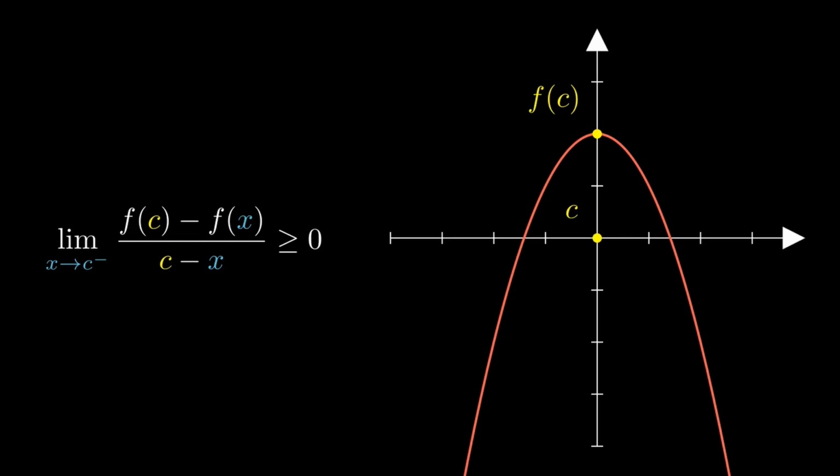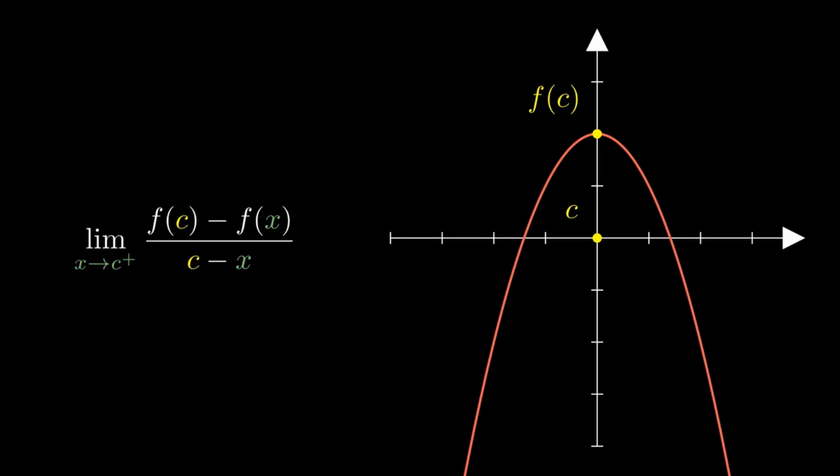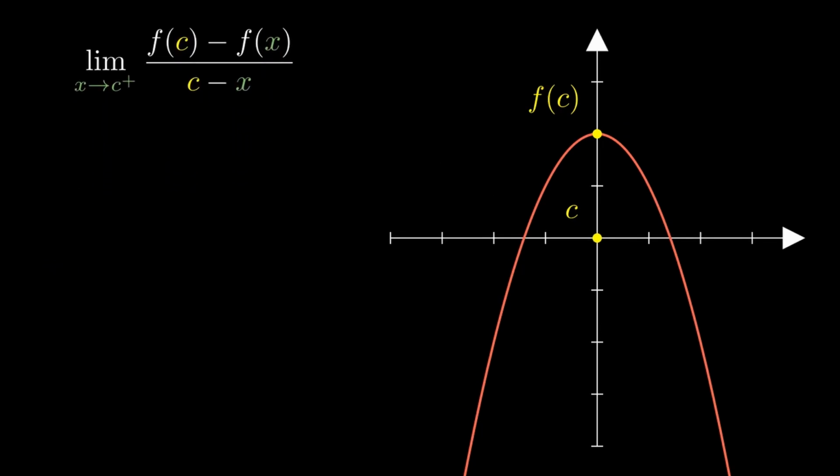This can be nicely visualized by looking at the tangent line of the points to the left of c. As we move our point closer to c, the slope of the tangent line always remains greater than or equal to 0. We can now apply the same process to the right-sided limit. As we choose points of x to the right of c and move them closer to c, the value of f of x is always less than f of c.